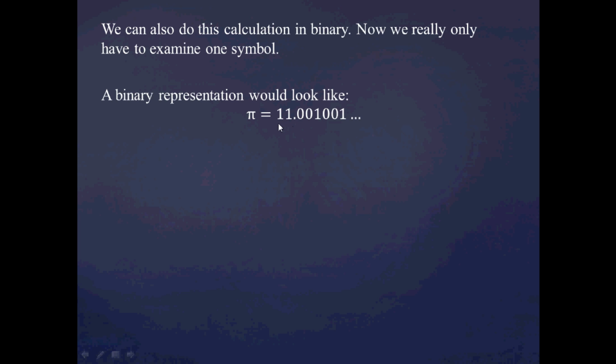So from these 2 symbols alone, the 1 and the 1, this means we have one copy of 2, that is 2, plus one copy of 1, or 2 plus 1. So these 2 symbols here, 1, 1, are the binary representation for 3 in decimal.